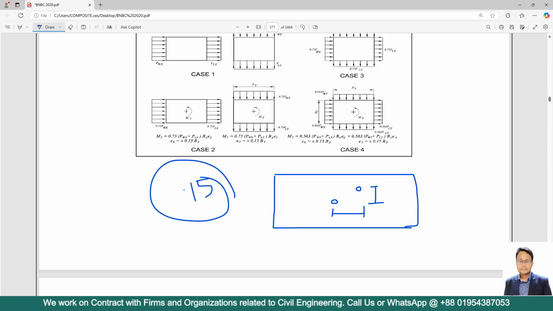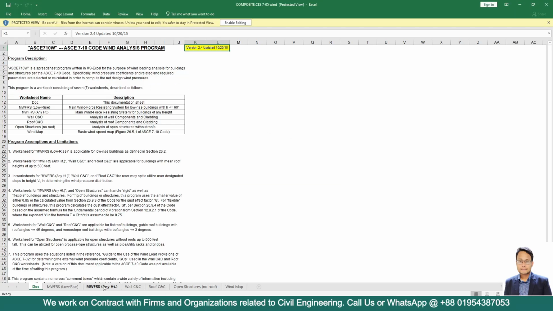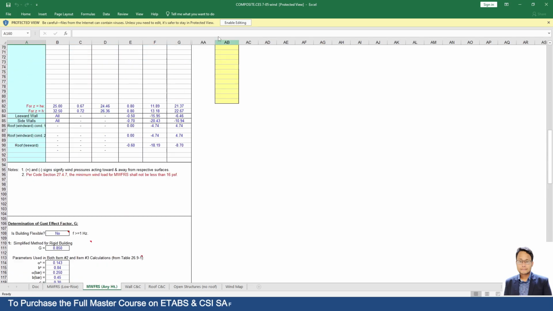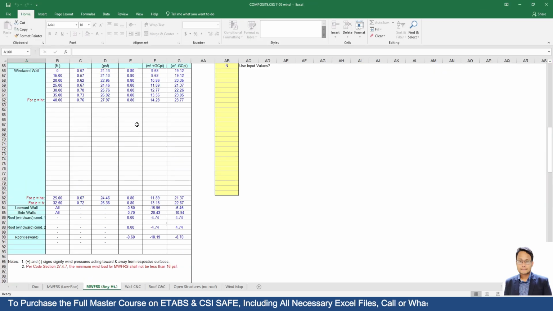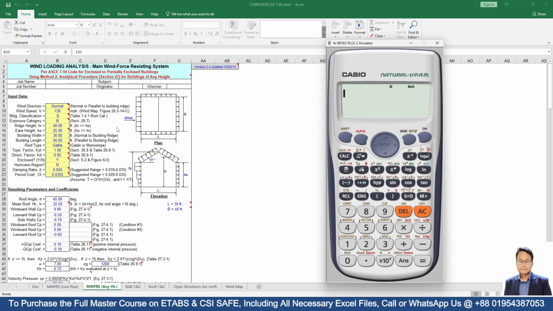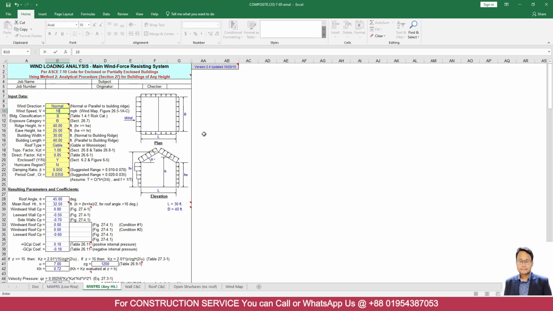So now go to the Excel file. Here go to main wind force resisting system. Then click on enable editing. Under wind direction normal, go to wind speed V, which was 80 meter per second, but we need this wind speed in mph, that means miles per hour. So what we have to do is 80 into 2.24, that means 179 point something. Here I will use 180.